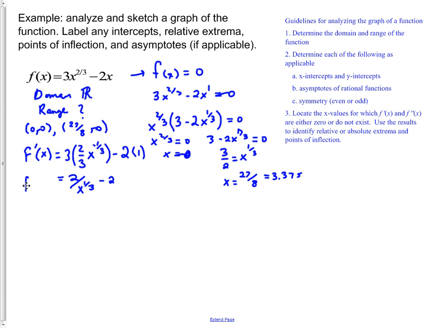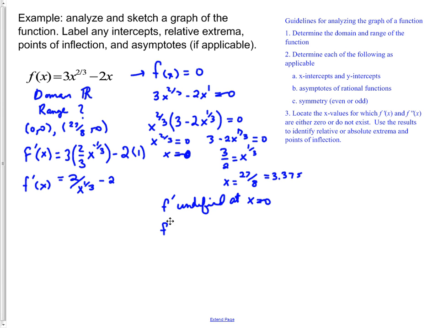Well, if we're looking for critical numbers, we're looking for any points where the derivative is either undefined or equal to 0. We already have a place where f prime is undefined. It's undefined at x equals 0. You can see why, right? 2 divided by 0 to the 1/3 is undefined. It doesn't matter that we're subtracting 2.